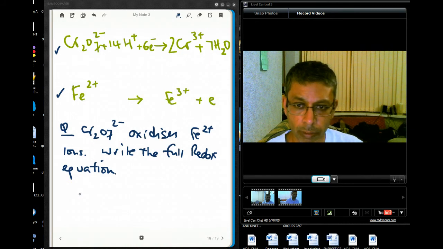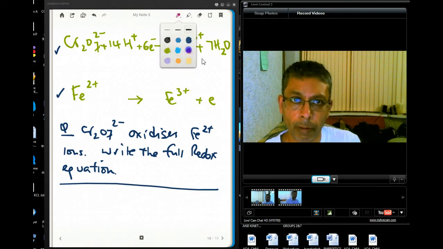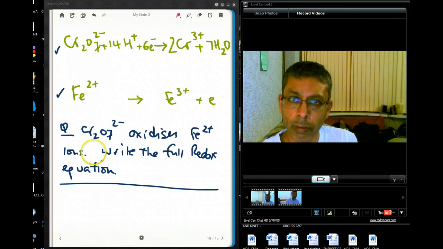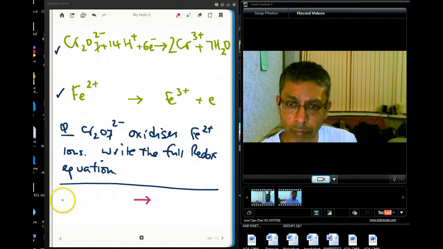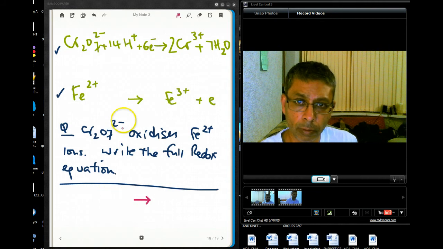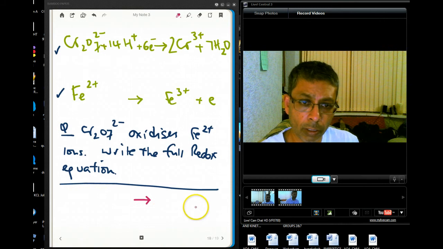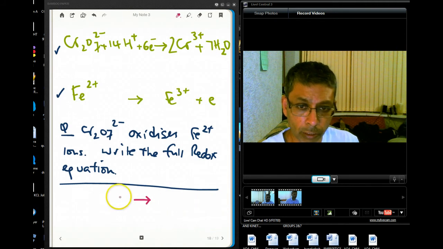Okay, so for example, let me just tell you what happens then. Okay, here's the answer. Now you see this one here, look, if I was to add that one to this one, on the left hand side of my arrow, I have iron 2 plus over here, dichromate, 14 H pluses and 6 electrons, right, just all the left hand sides over here. 6 electrons. On the right hand side I have iron 3 plus and my chromium ions, 7 waters, and 1 electron on the right. 6 electrons here, 1 electron here, they do not cancel.